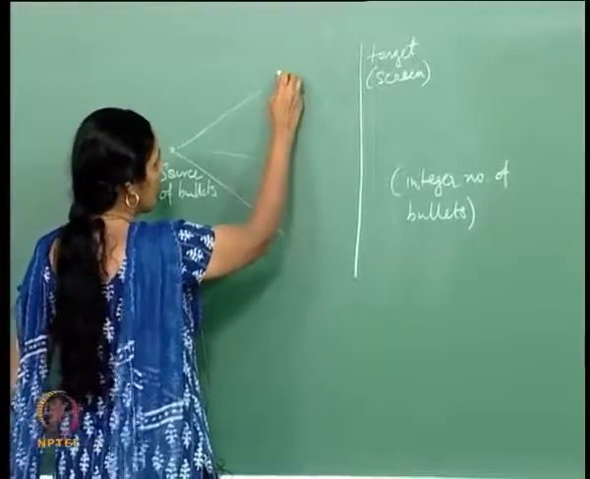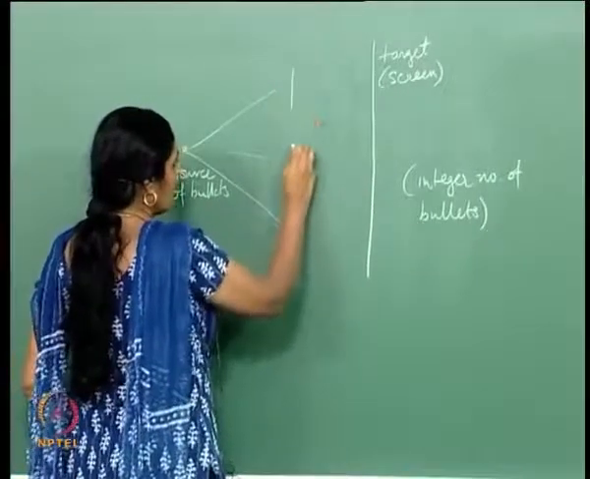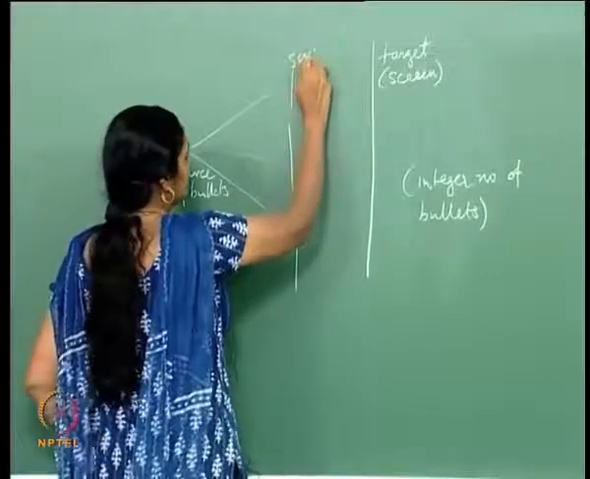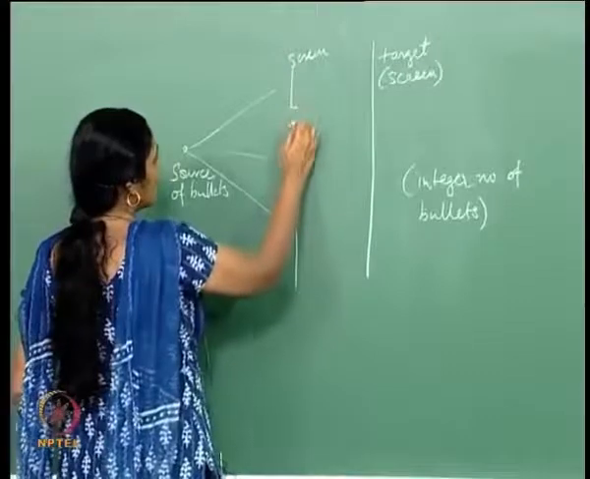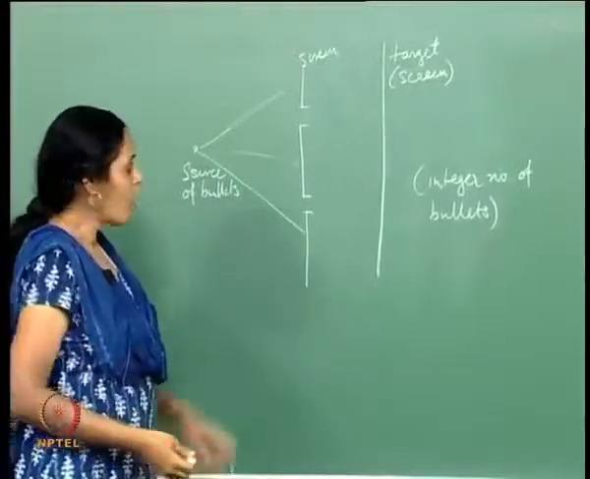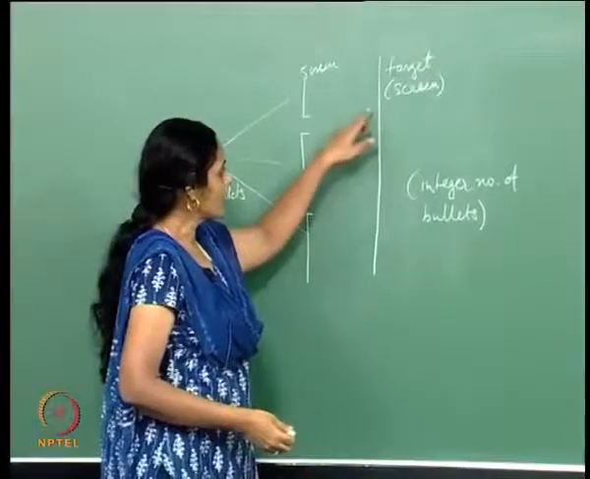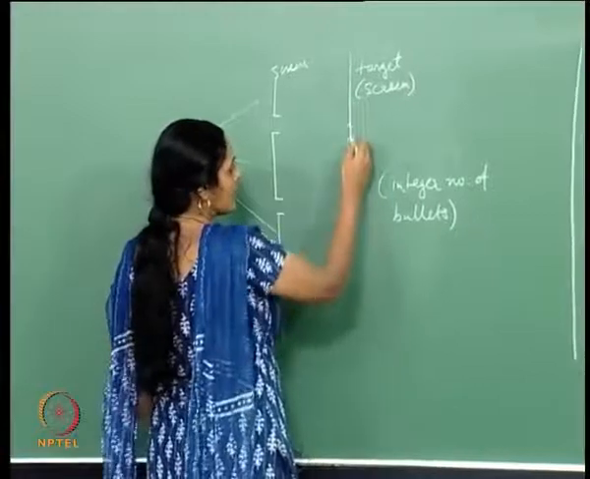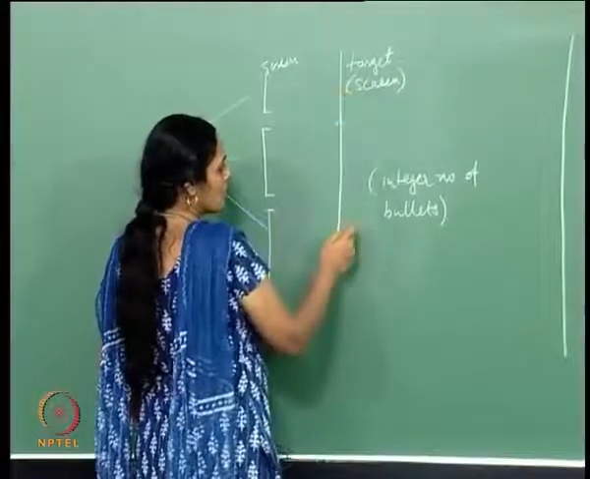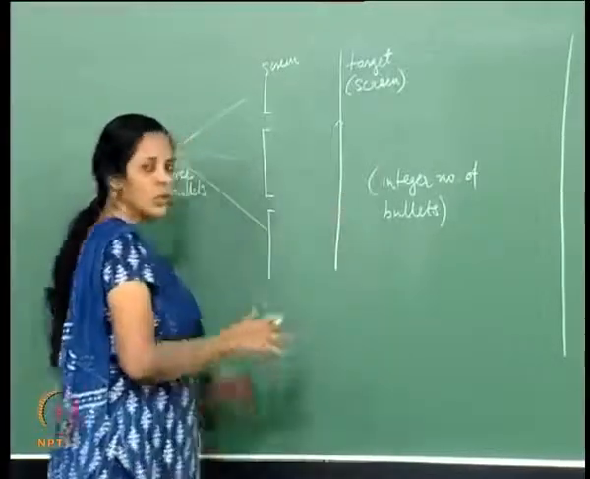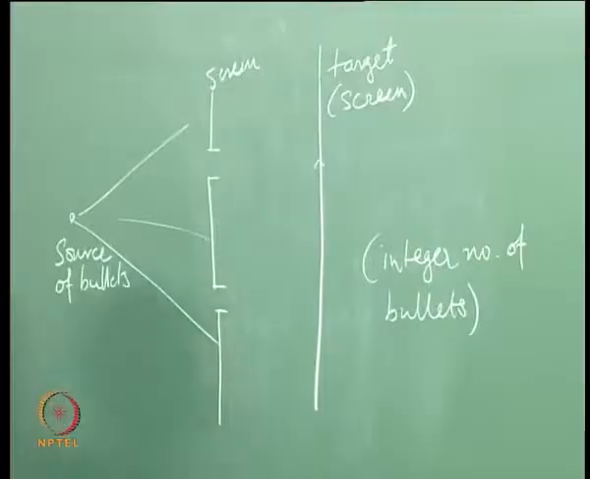You could modify this experiment by putting a screen out here with two slits, and now see what is the pattern that emerges on the target screen. By pattern, I mean that if you plot the distance along this versus the number of particles that strike the screen, you would like to see how exactly this plot looks.